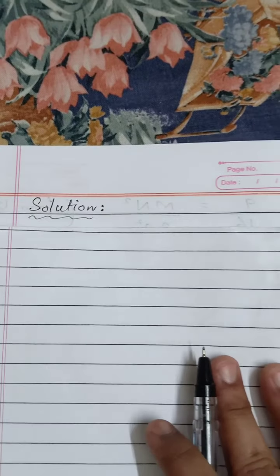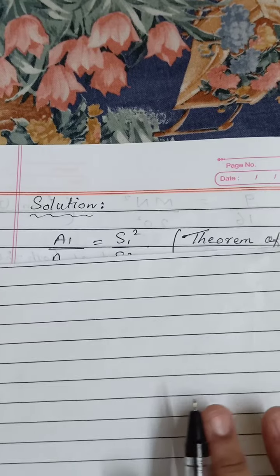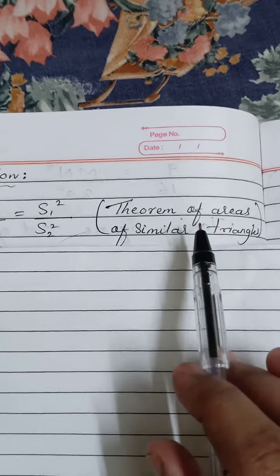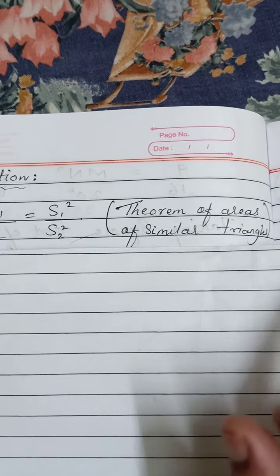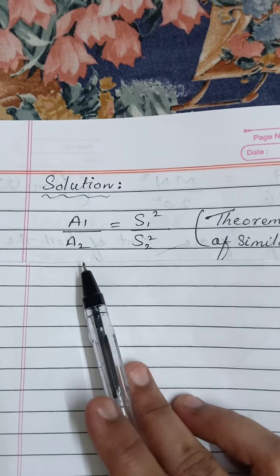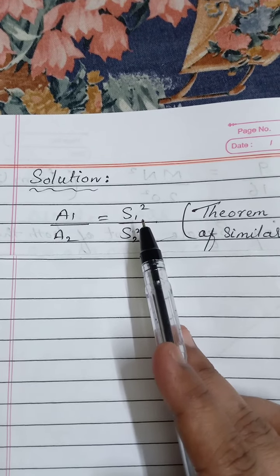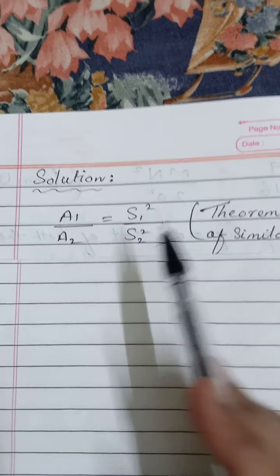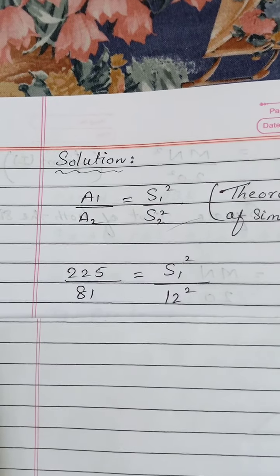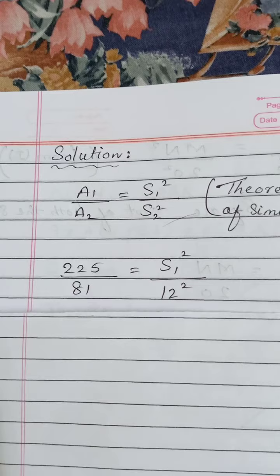Now we'll start our solution. See here, A1 upon A2 is equal to S1 square upon S2 square. The reason is the theorem of areas of similar triangles. Then the value of A1 is 225, A2 is 81, S1 we want to find, and S2 is 12. So we will substitute all these values. After substituting the values we have got this.